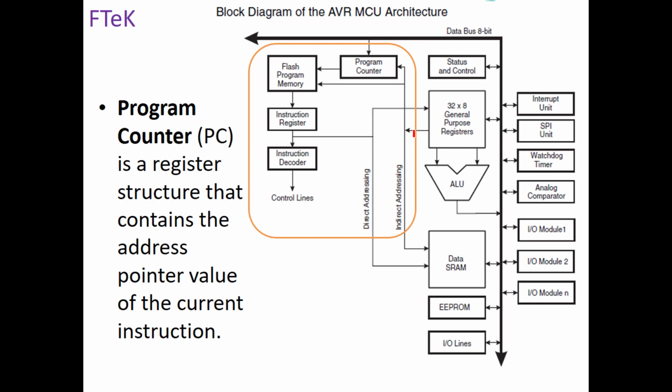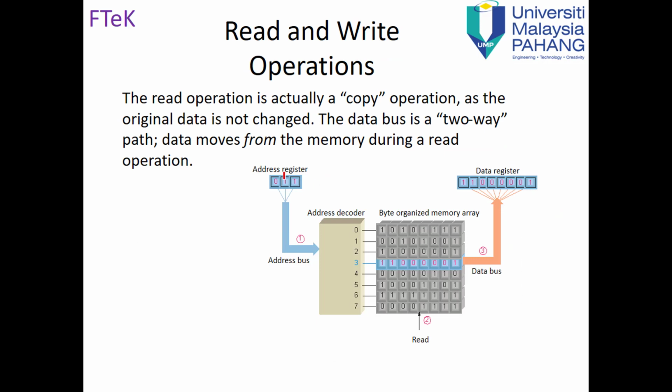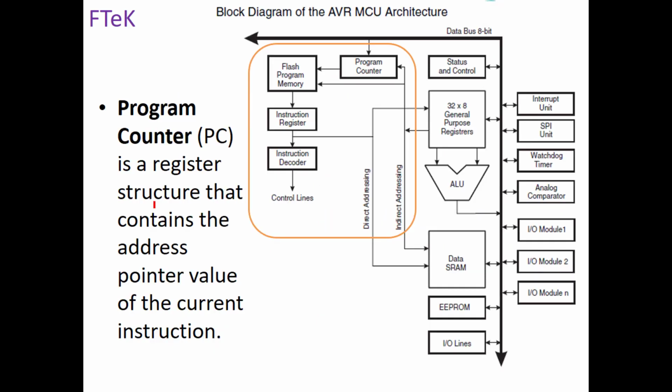Then we have this important part, which is actually the program memory. So the program memory is this memory. Also, we have the instruction register, the instruction decoder, and the program counter. The program counter is going through the memory one by one to know where my program is executing now. So a program counter is a register structure that contains the address pointer value of the current instruction. To read from the memory, we need the address. So the address is stored in the program counter.